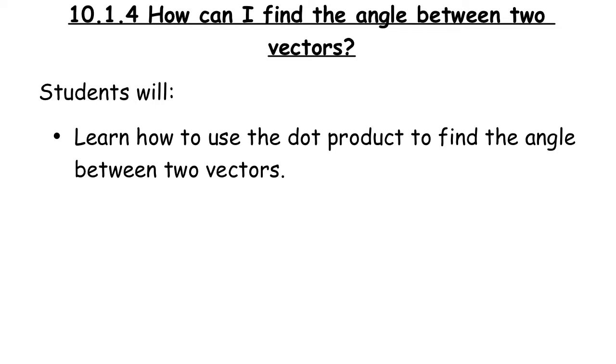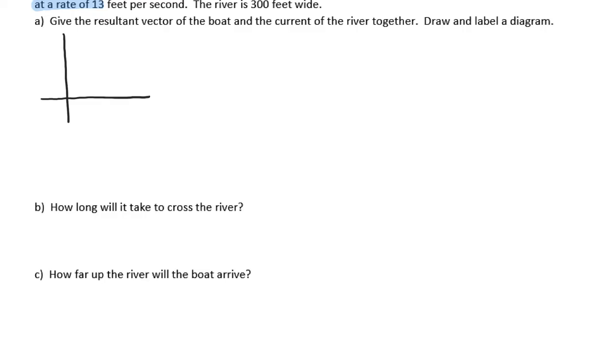This is 10.1.4, how can I find the angle between two vectors? The angle between two vectors is called the dot product, and we have been working with a number of operations with the application type problems, so we're going to see how we can use the dot product to solve some of our application problems. Before we jump into the dot product, we're going to review an application problem. Let's take a look at our warm-up.